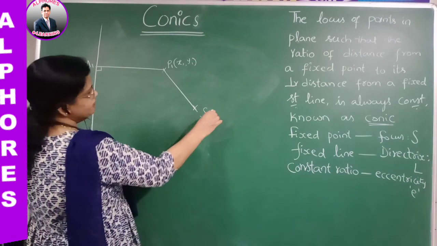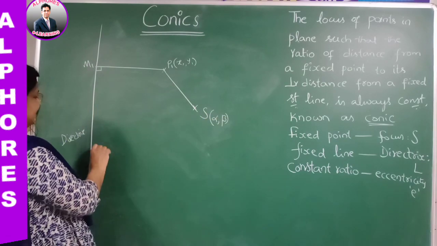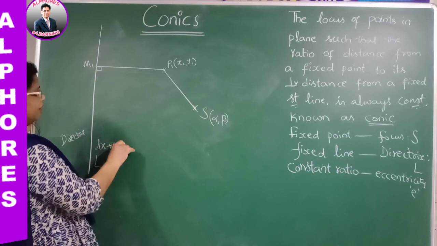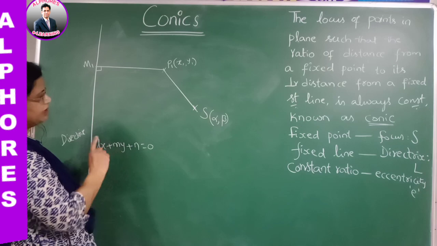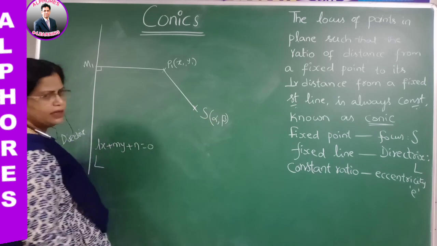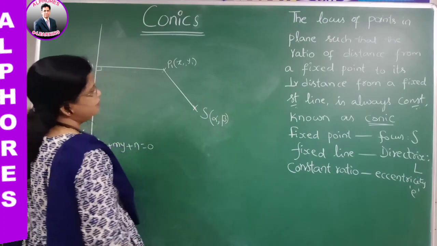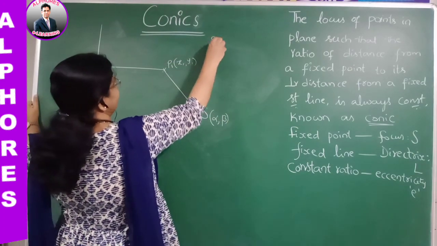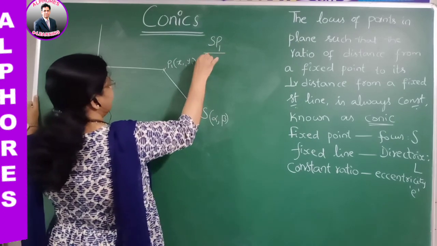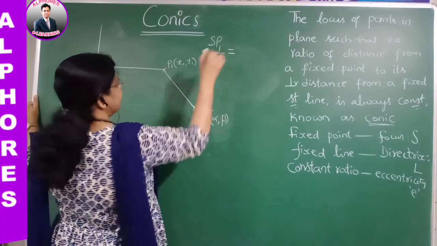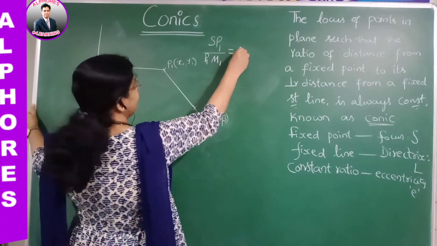Now let us take the fixed point as alpha, beta, and let us take the line as Lx plus My plus n equal to 0. So one of the lines has this equation and the fixed point is alpha, beta. Then let us use the concept of the distance formula. SP1 divided by P1M1 is what we have to get. Now they said this is a constant ratio, and the constant ratio we denote by e, right?